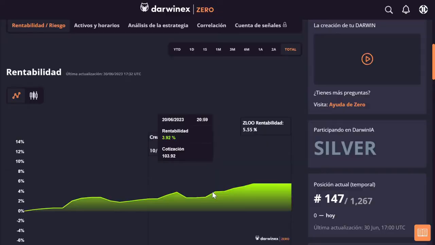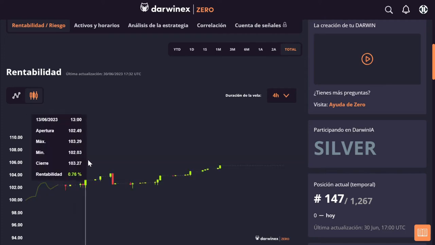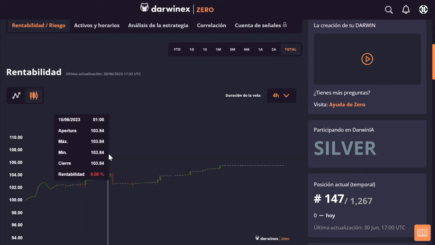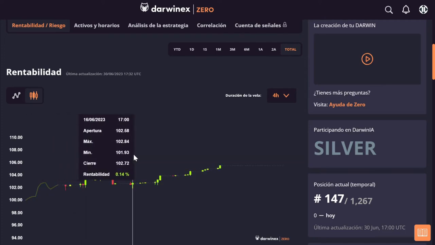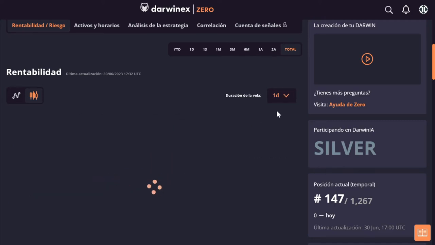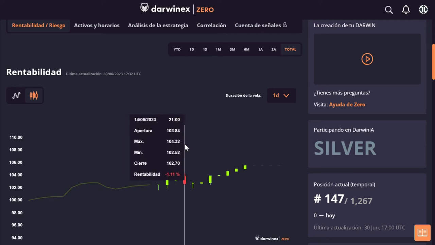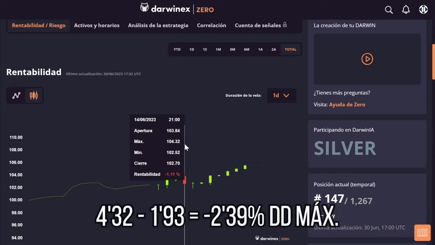Now, if we go to the top left of this same panel, we have the option to display this same profitability curve in Japanese candlesticks. If we pass the cursor over any of them, we will see that each candlestick indicates the opening and close, plus the session's high and low. In this case, we configure one-day candles and place the cursor over this one, which is where the Darwin reached its all-time high, trading at 104.32, meaning a 4.32% return.